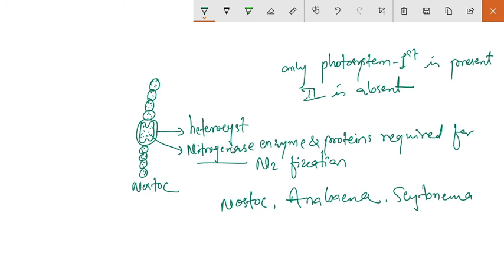So some of the algae, blue green algae, they are the non-heterocystous. Okay, so they do not have the heterocyst in them, so they fix the nitrogen only under the microaerobic conditions. Okay, so the example, blue green algae without heterocyst.